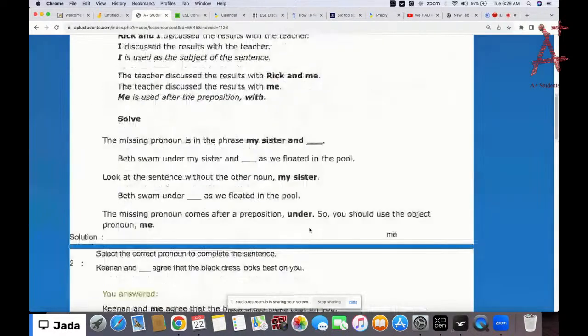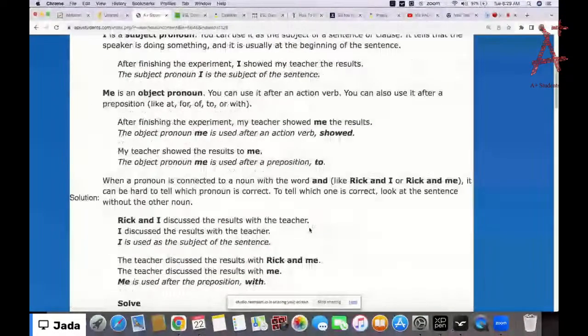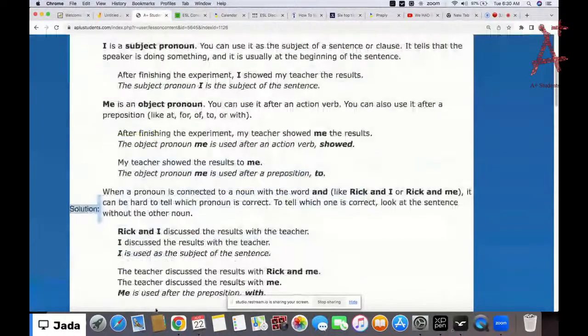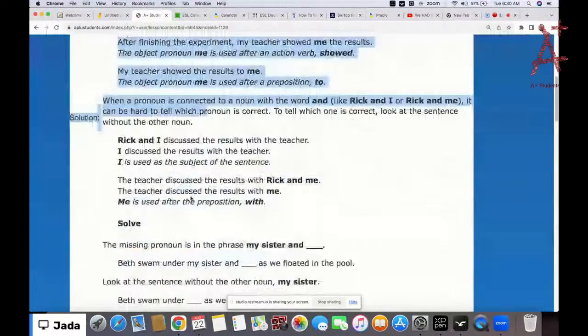So we have a question here. Bed swam under my sister and dash as we floated in the pool. Now it says select the pronoun to complete the sentence. Bed swam under my sister and dash as we floated in the pool. So now we need to find, is it me or I? Okay, so let's see some examples here.